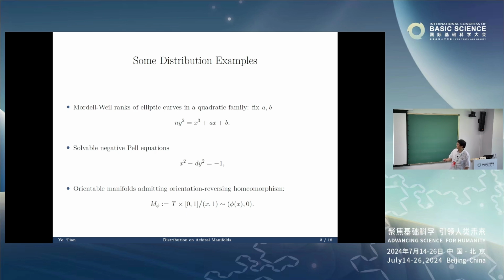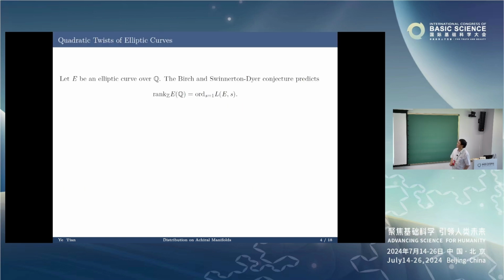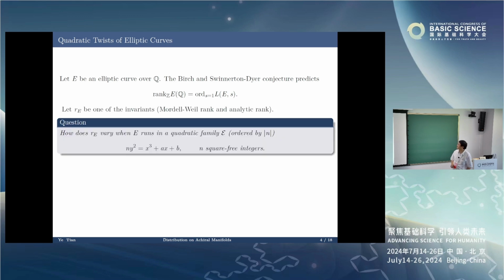Okay, let's begin with the first example. Let E be an elliptic curve over the rationals. The BSD conjecture predicts the rank of the Mordell-Weil group equals the vanishing order of the L-series. And let R(E) be one of the invariants, either Mordell-Weil rank or analytic rank. So there is a basic question: how does this R(E) vary when E runs in a quadratic twist family?